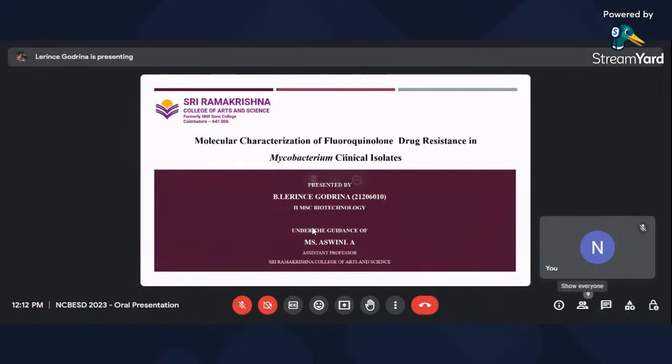So good afternoon, everyone. Here I am Lawrence to present my work under the topic Molecular Characterization of Fluoroquinolone Drug Resistance in Mycobacteria Clinical Isolates. I've completed my project at IRL TB Chest Hospital in Pondicherry.